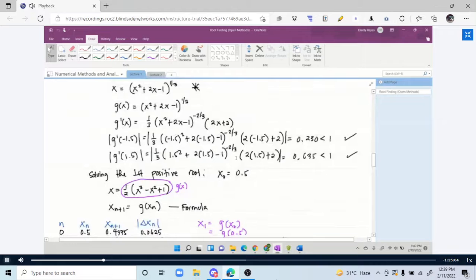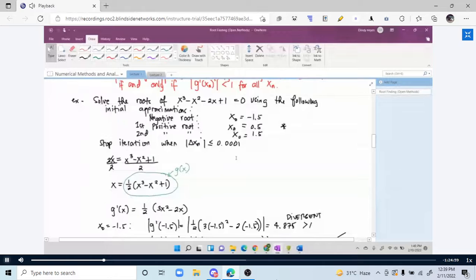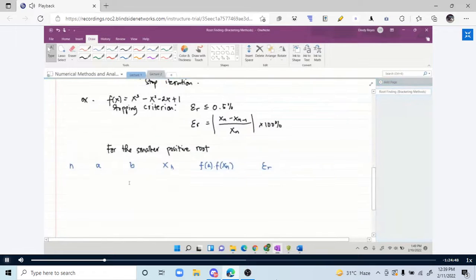What we got is the first positive root. I gave you last time an initial approximate value of 0.5. So 0.5 is in between 0 and 1, so we'll choose 0 and 1 for the first iteration, 0 for A, 1 for B. Because this is a bracketing method, A should always be less than B here, okay? A is always less than B.